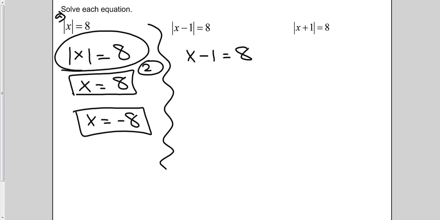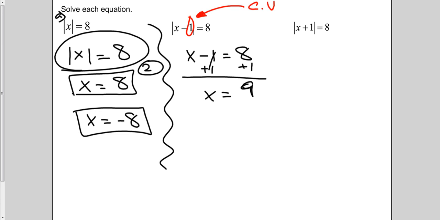And so when I solve this, I'm going to add 1 to both sides, and I get x equals 9. Well, what does that really mean? Well, the number we're looking at is 9. And what is 8 away from 9? Or it's 8 less than 9? Well, that number is actually 1. And that number that we get, the central value, is the value that we're actually going to subtract away from the variable, because the absolute value is the distance. So our central value in this case is actually 1.